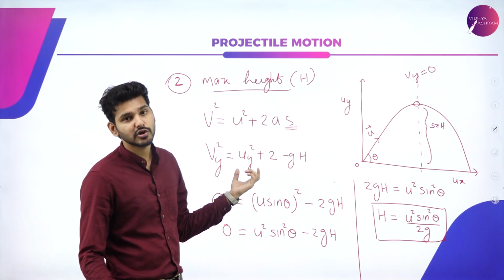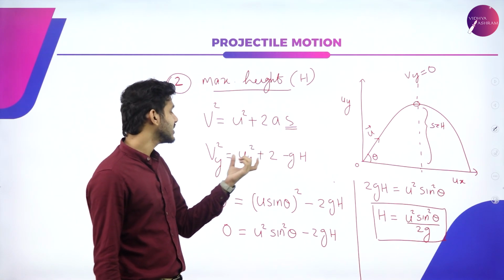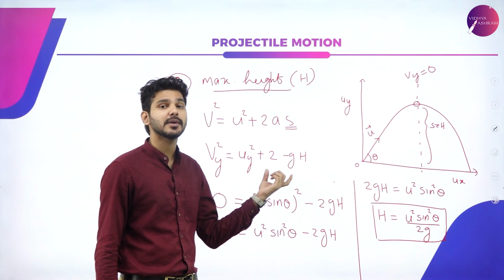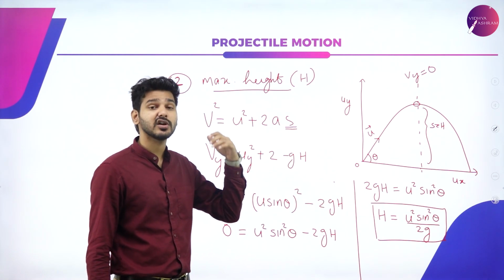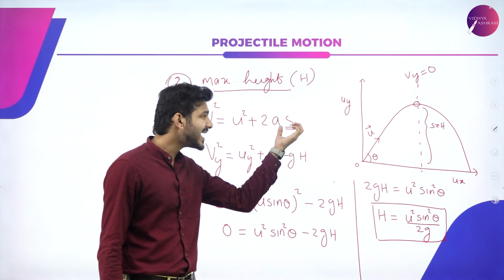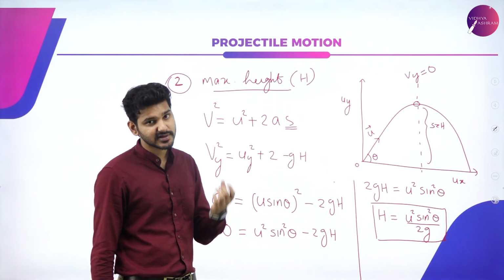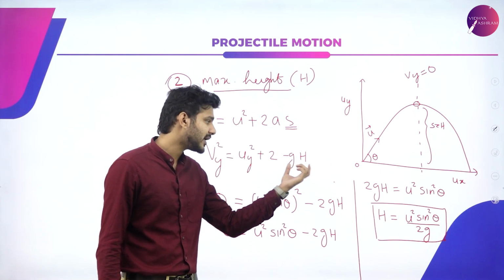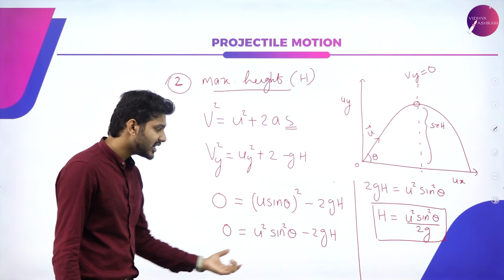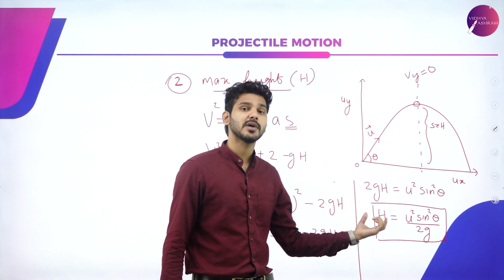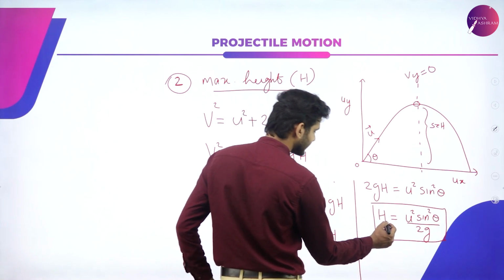uy is already known, that is u sine theta, and acceleration is provided by acceleration due to gravity. It is always acting downwards, that is why there is a negative sign. And here s is nothing but the maximum displacement, or simply the height of that curve, indicated by capital letter H. Rearranging this equation, we get the maximum height, or simply H max.